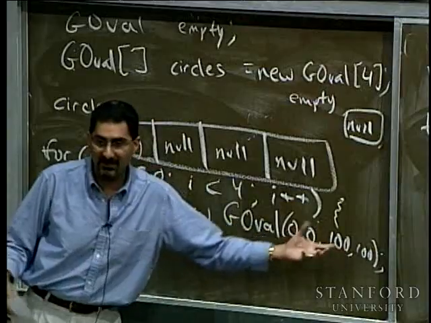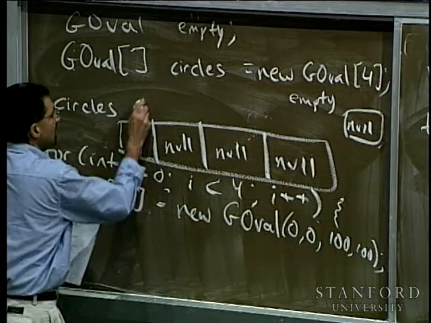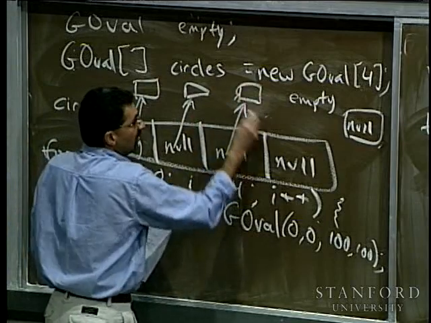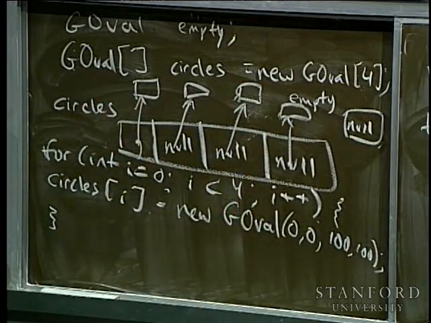They're at 0, 0, and they have size 100, 100, but they're all distinct ovals. So what I've actually gotten in here is this points off to some oval, and this points off to some oval, and they're all distinct ovals. They just happen to have the same dimensions. Okay? But that's one way I can create all the objects very quickly if I actually want.